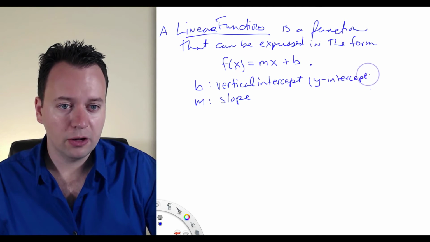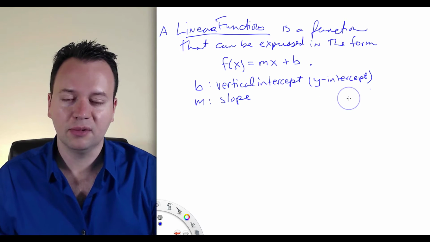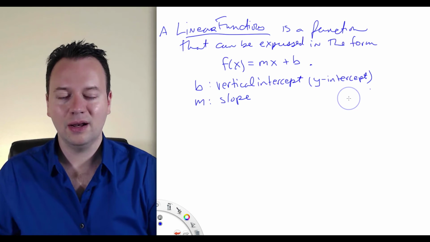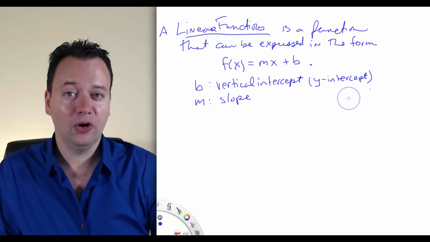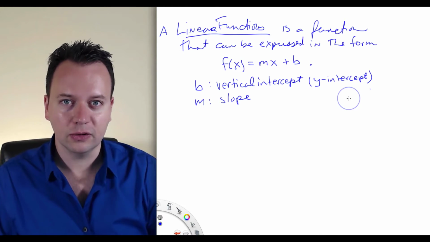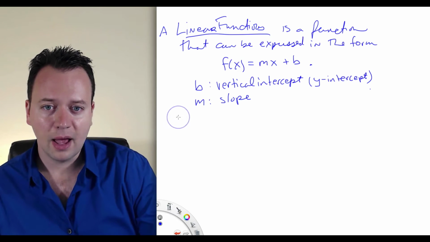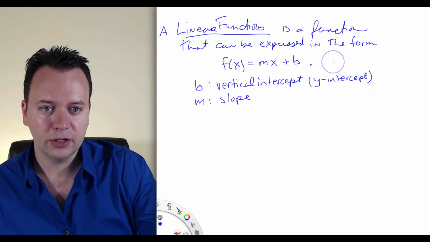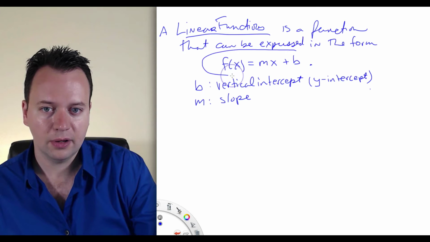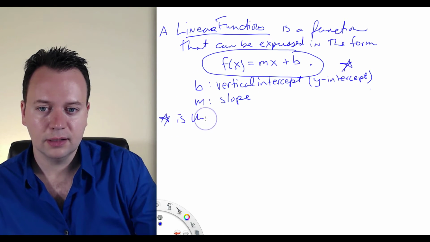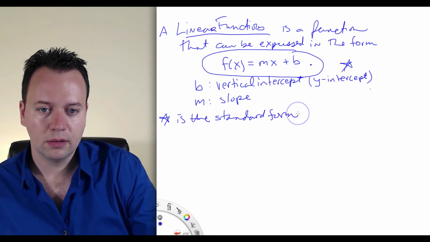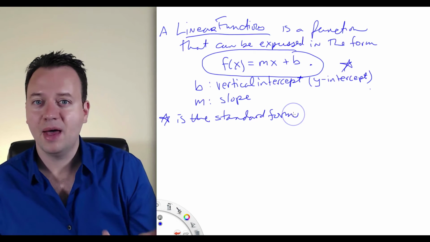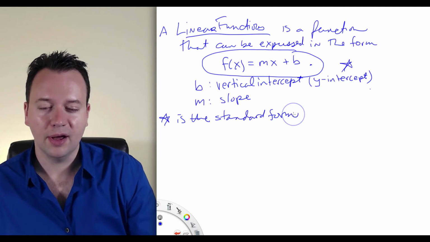You might be familiar with the vertical intercept as a y-intercept, but sometimes the dependent variable is not necessarily y, so we'll just be variable neutral and call it the vertical intercept. Now this is called the standard form. This equation up here, I'll call it star. So star is the standard form: mx plus b, basically y is equal to mx plus b.